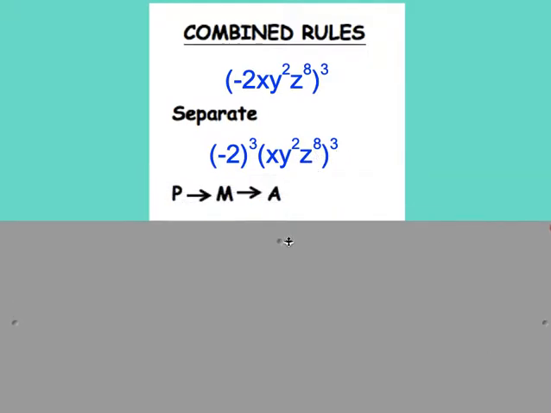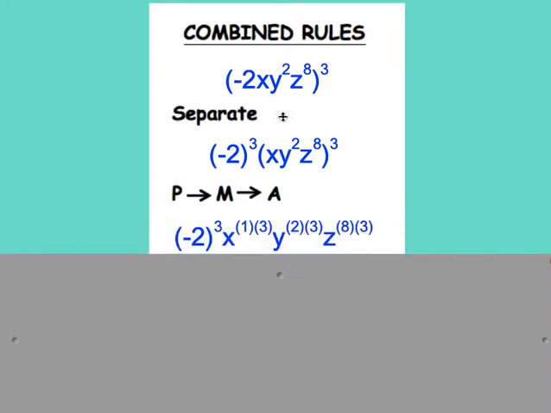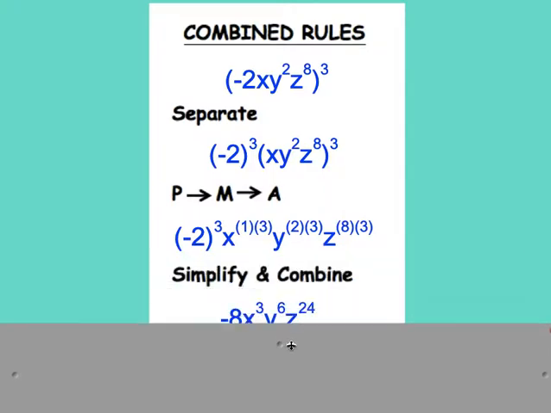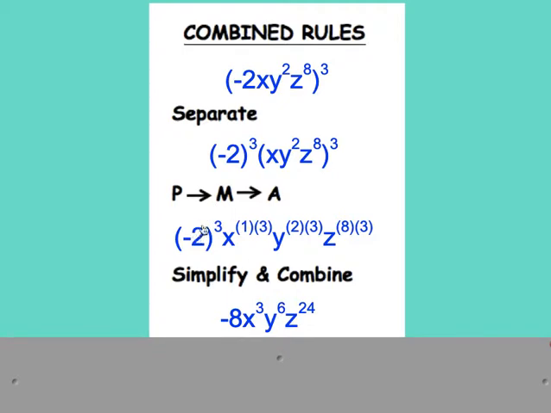After that, I use my basic rules. Power to a power, I multiply. Now, if something doesn't have a power, like the x here, the power is a 1. So it's 1 times 3. So this becomes 2 times 3. This becomes 8 times 3. Now, once I've done so, I simplify and combine. Negative 2 to the third is negative 8. 1 times 3 is 3. 2 times 3 is 6. And 8 times 3 is 24.